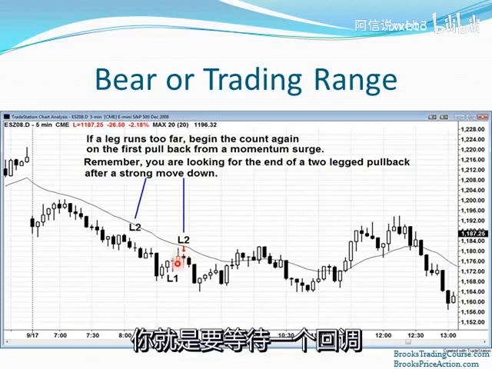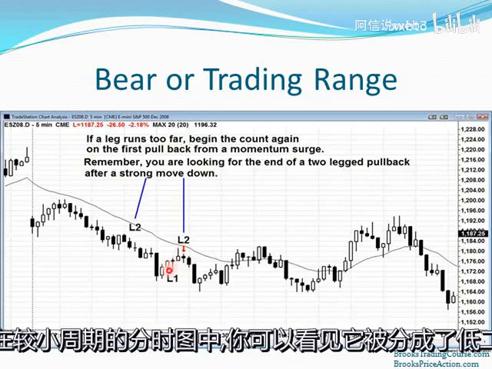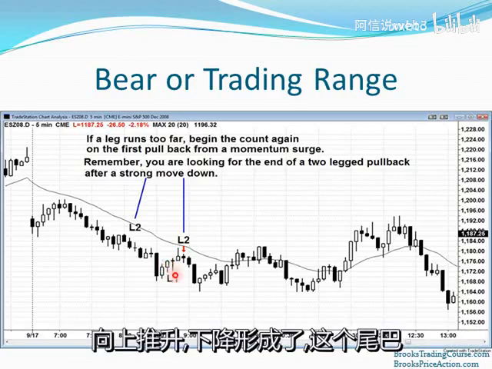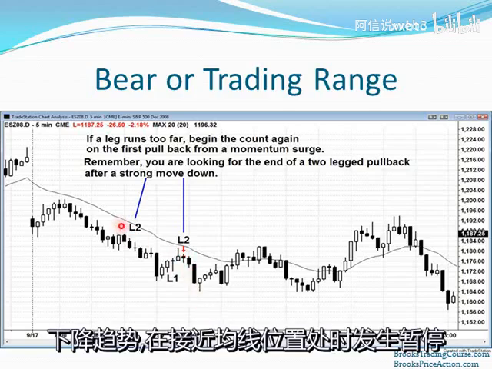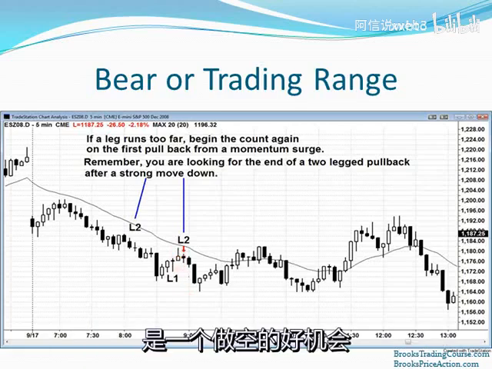Doesn't matter. You're just simply looking to sell a pullback, and here we have a pullback to the moving average. And on a smaller time frame, you can see that it's subdivided into a low 2. Push up and down with this tail, and then up again. So bear trend, a pause at the moving average, low 1 or low 2, a reasonable short.